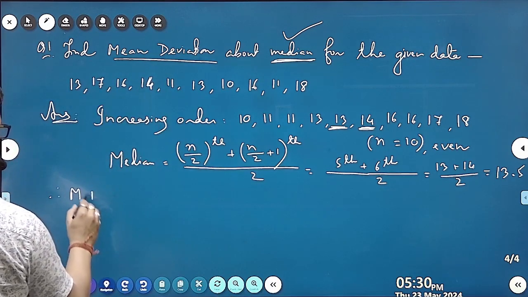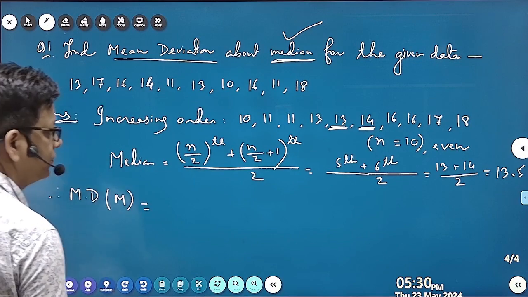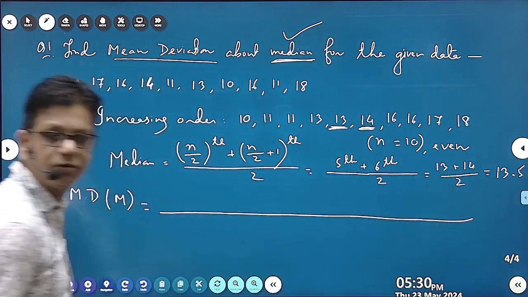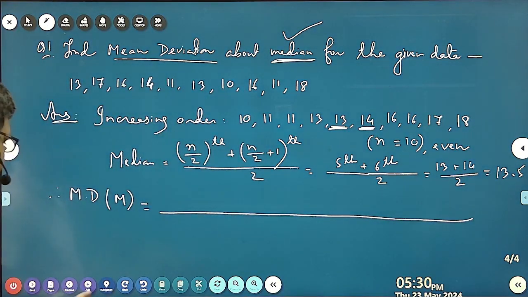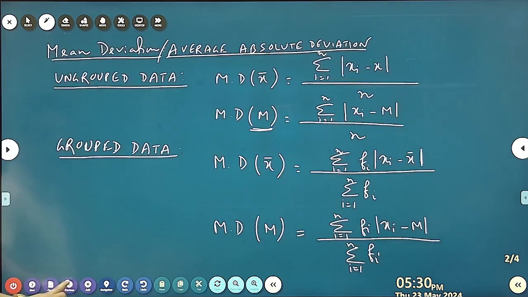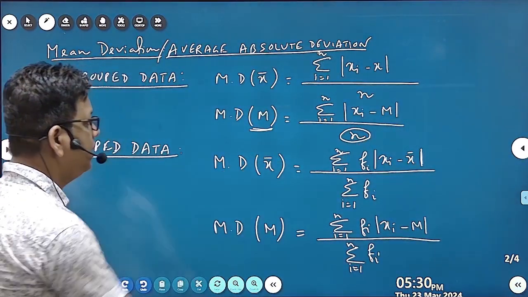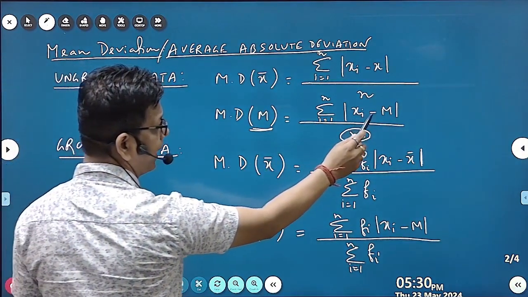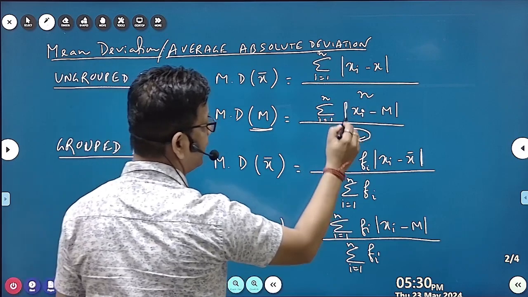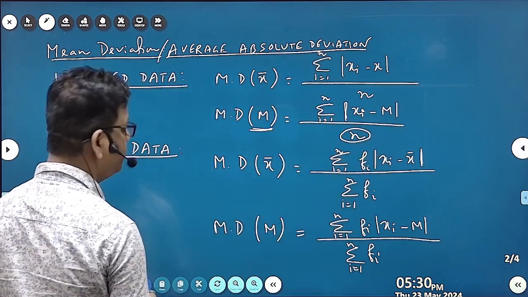Therefore, mean deviation about median: it's not very difficult, but try to understand. Going to the formula once again, the denominator will be n, the total number. In the numerator, every time m is subtracted from xi, and you take the absolute value. That is why it is absolute. Absolute value means modulus.